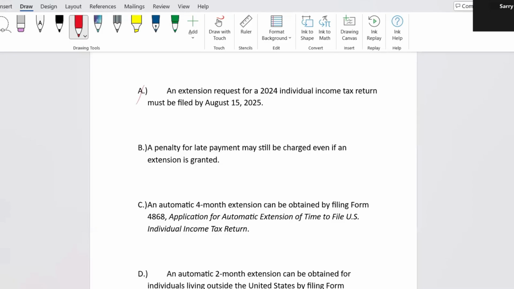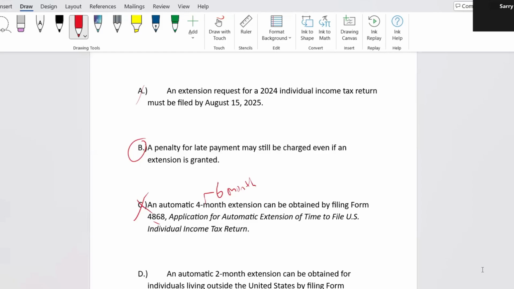A penalty for late payment may still be charged even if an extension is granted. That is true. When you file an extension on your taxes, it is an extension to file, not an extension to pay. An automatic 4-month extension can be obtained by filing Form 4868. This is also wrong because it is a 6-month extension, not a 4-month extension. And then an automatic 2-month extension can be obtained.